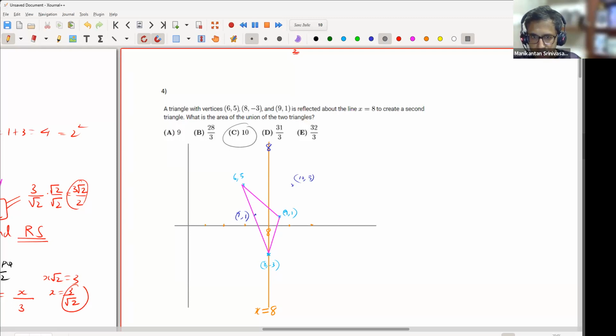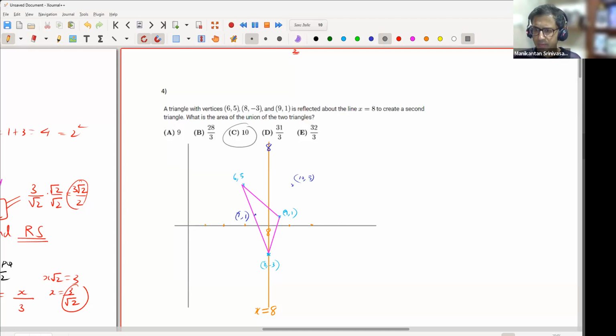Now, all I've done is plotted all these points. I've plotted the reflections of these points around the vertical line x equal to 8, the orange line. So 6, 5 gets reflected to 10, 5 on the right side because it's 2 this side and 2 that side. 9, 1 gets reflected to 7, 1 because it's 1 this side. Now it becomes 1 this side. The third point is on the reflection line itself. So that remains at 8, -3.